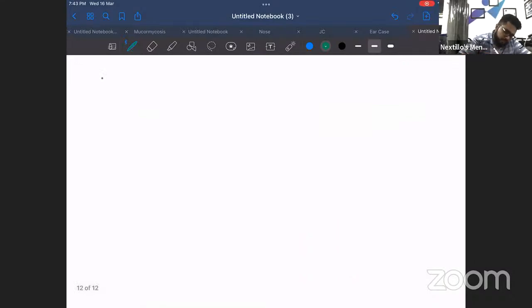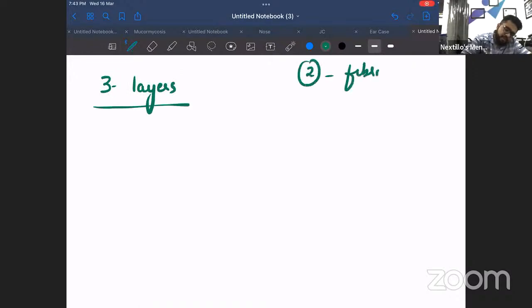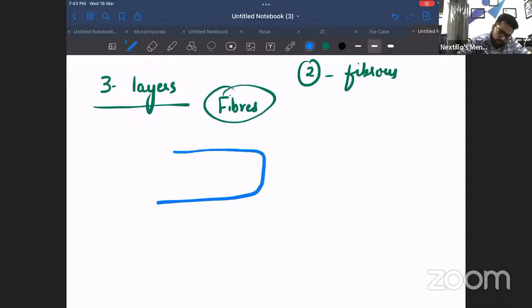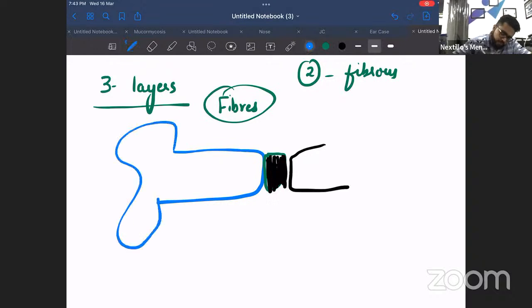Now we have read three layers. Now in the middle layer, the second layer, which we have called the fibrous layer, there are fibers which run in different directions. So if I am creating this as the outer layer, this as the middle layer, and this as the inner layer, this middle layer is made up of fibers. First of all, I'll draw the pinna so that you always remember this is outer and this is inner.